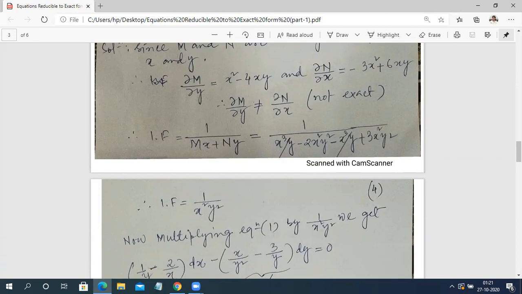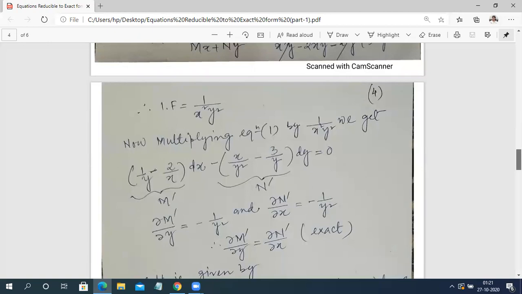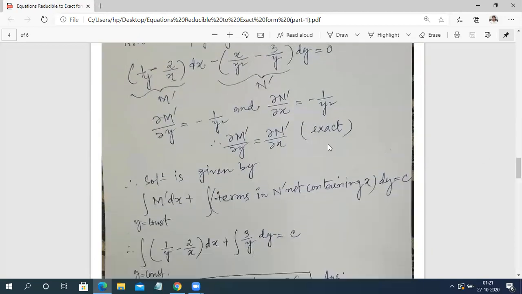So multiply the equation 1 with this integrating factor. We'll have the new equation, and that is m dash dx plus n dash dy equal to 0. Now you check the exactness condition after multiplying, and you will get that this differential equation is exact.